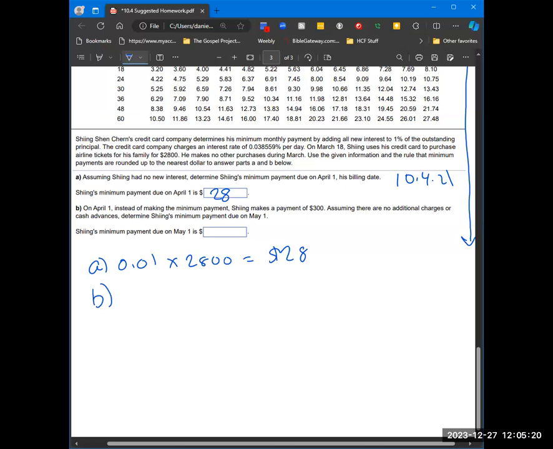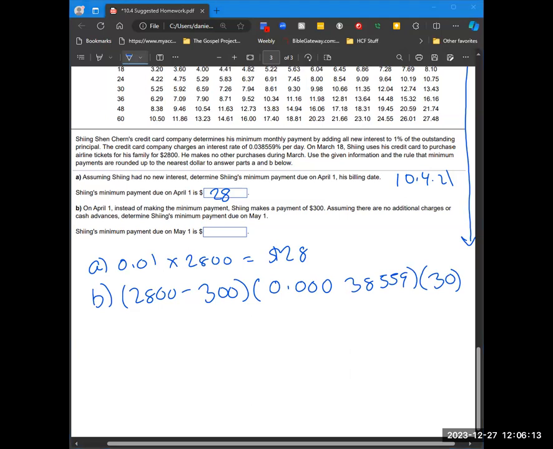So for part B, we're going to calculate the difference here that we had, 2,800 minus the 300 that was paid, times the interest rate here, which is 0.000385559 when we convert that to a decimal, times the number of days that are in April, which is going to be 30. So get your calculator out for that.